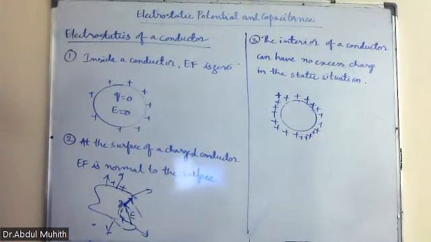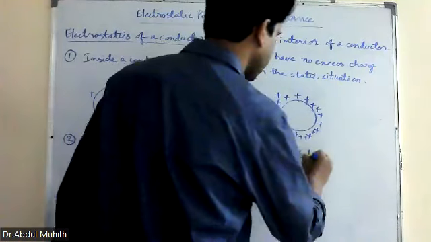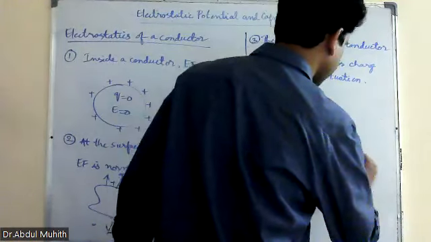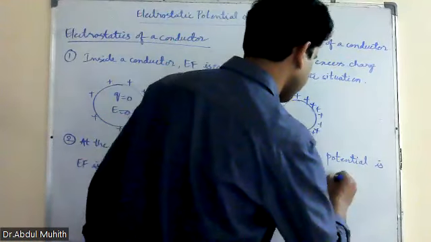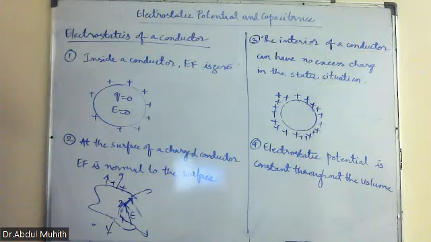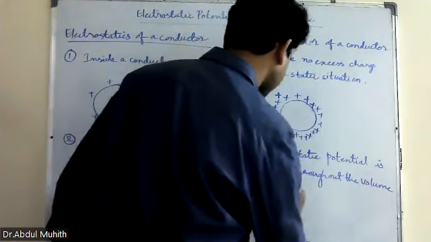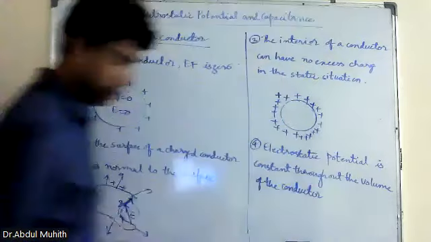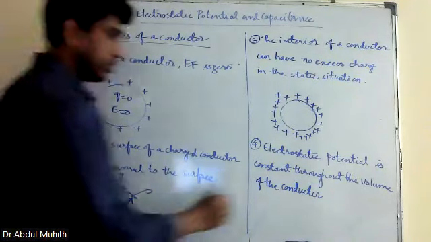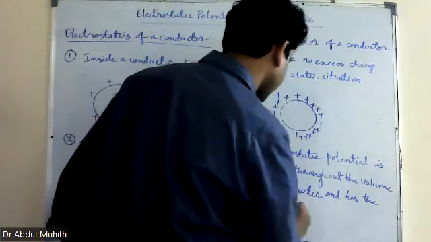Fourth point: electrostatic potential is constant throughout the volume of the conductor, and has the same value on its surface.